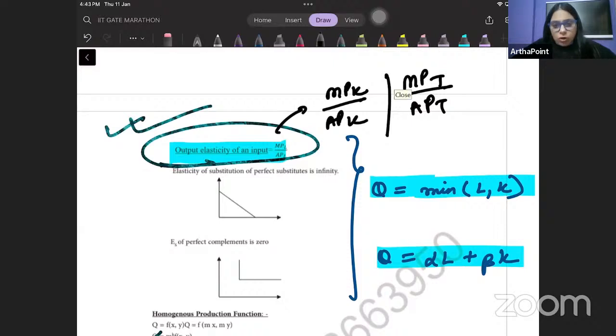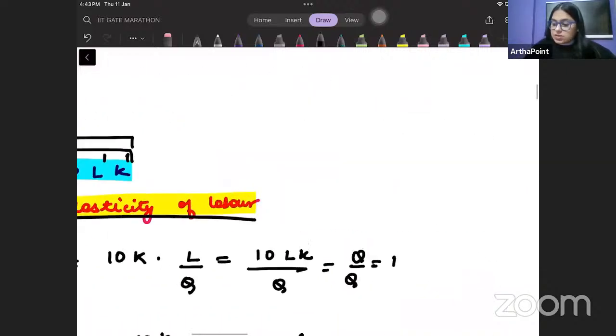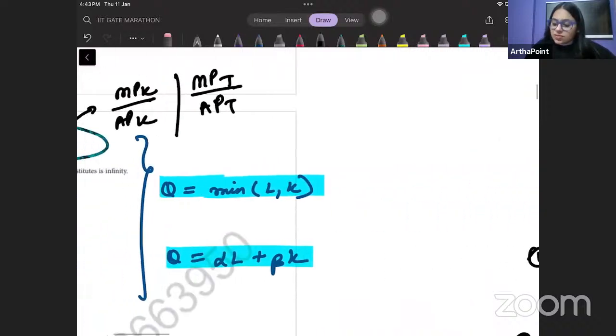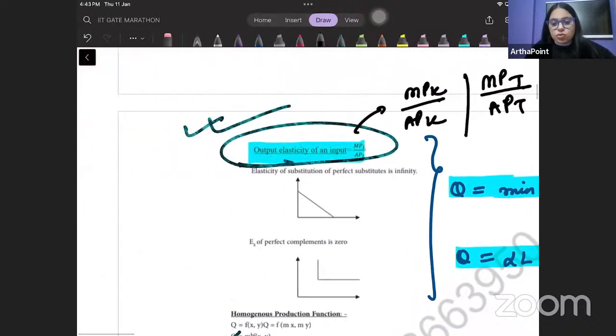Because you highlighted that it can be power of labor or capital, I just want to highlight that that is only possible if it is a Cobb-Douglas function. But what if it is not Cobb-Douglas? What if I'm given some other kind of function? What if I'm given that Q is equal to LK plus L? Then I have to go ahead and calculate, right? So then this formula is very handy for me to solve.